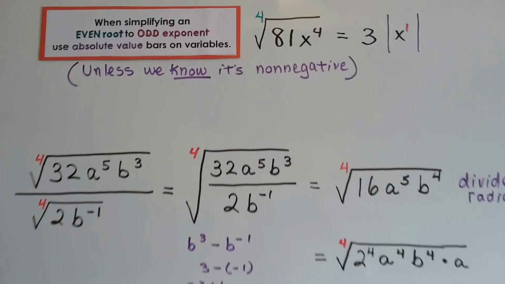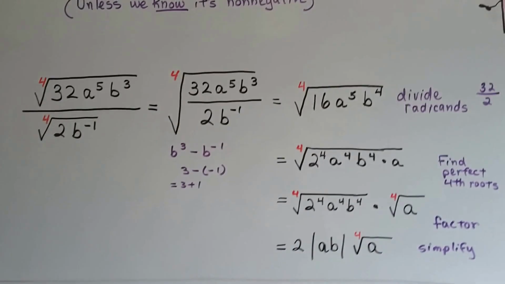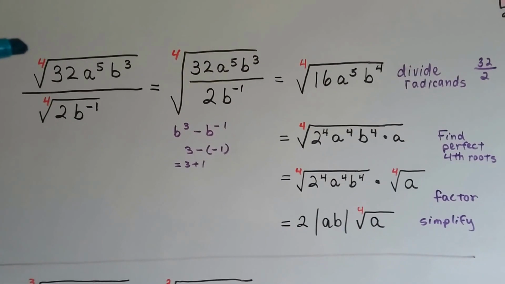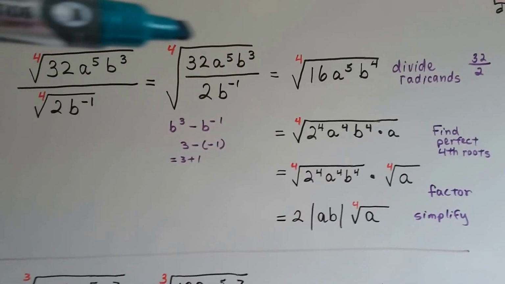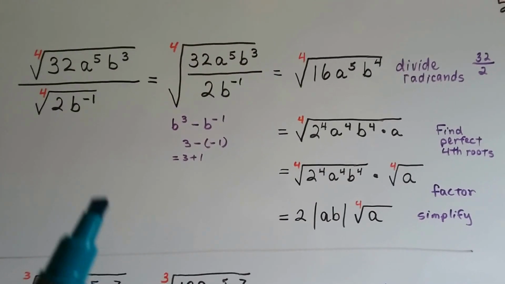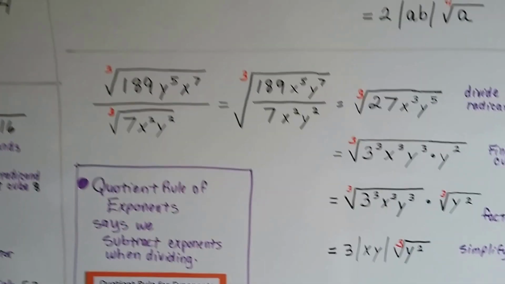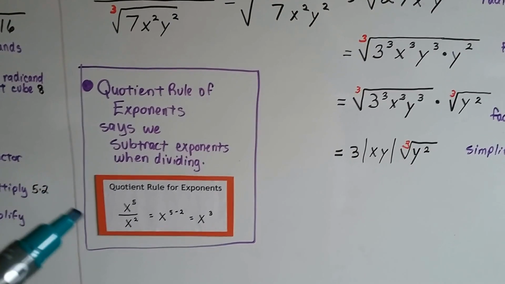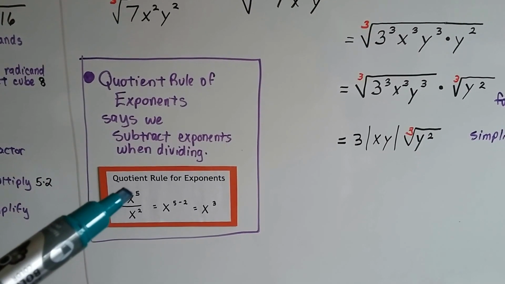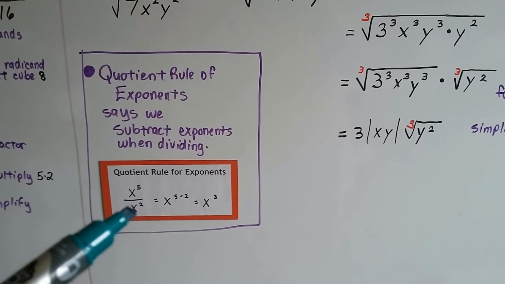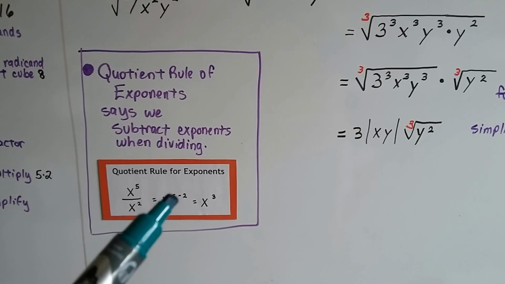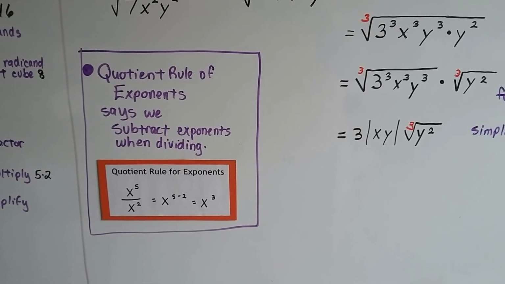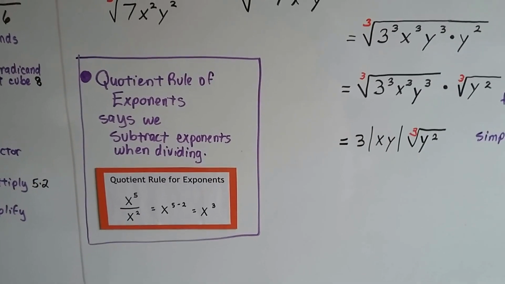So take a look at this one. We've got this fourth root that we can write under one big radical sign. And do you remember the quotient rule of exponents? It says that we subtract exponents when dividing. So if we have x to the 5th divided by x to the 2nd, it's x to the 5 minus 2, which gives us x to the 3rd. So we're going to subtract exponents.